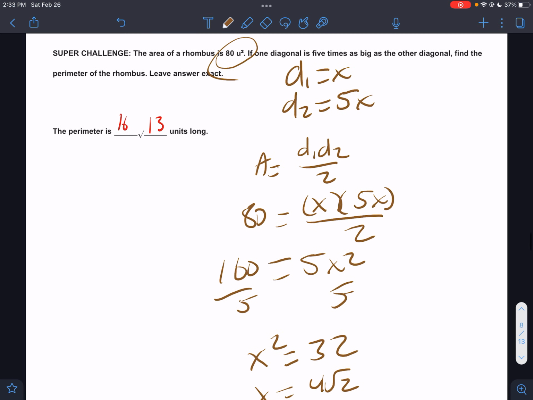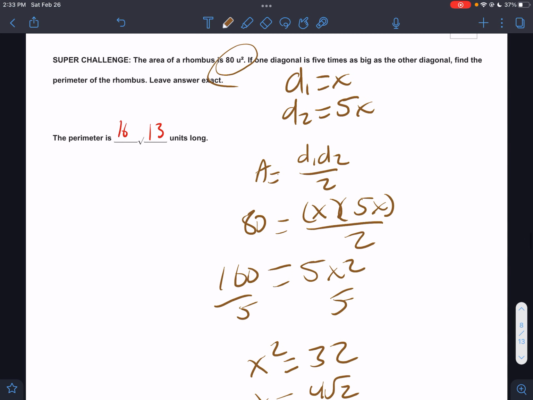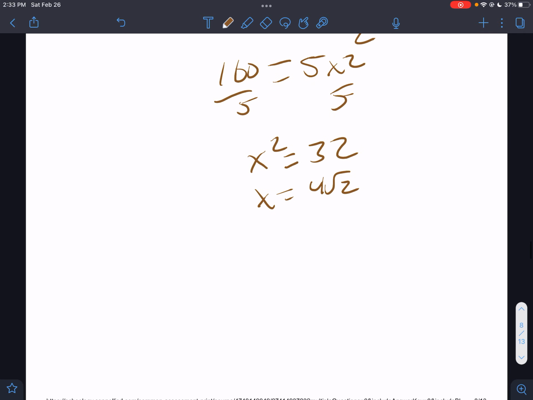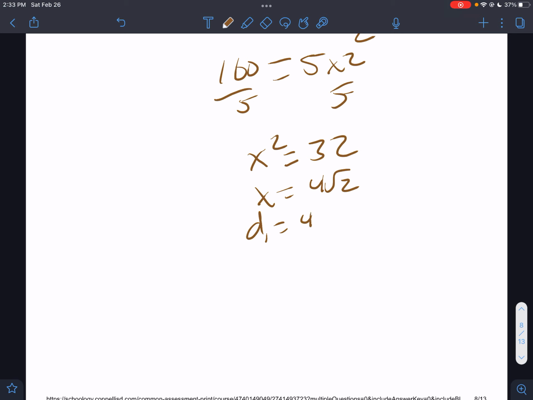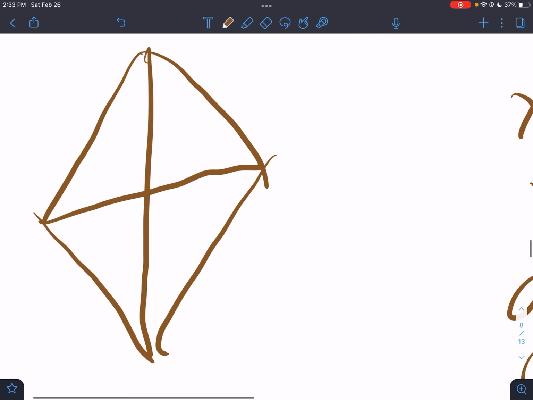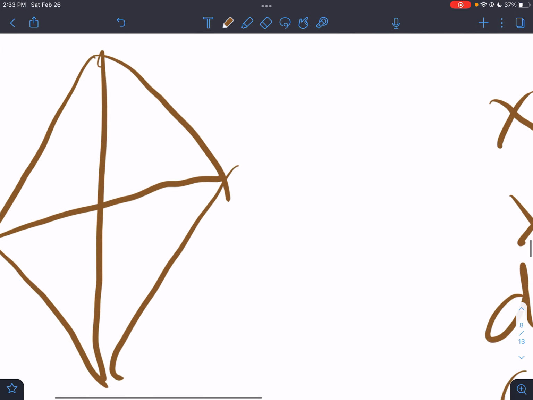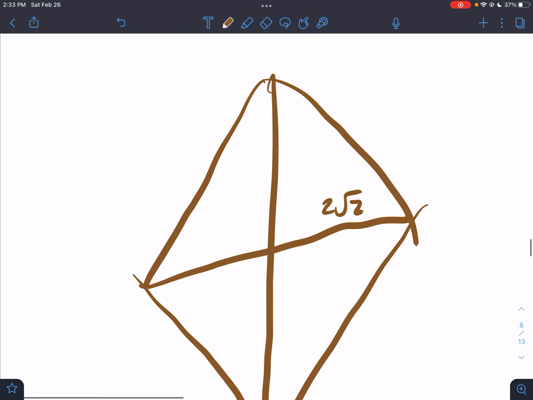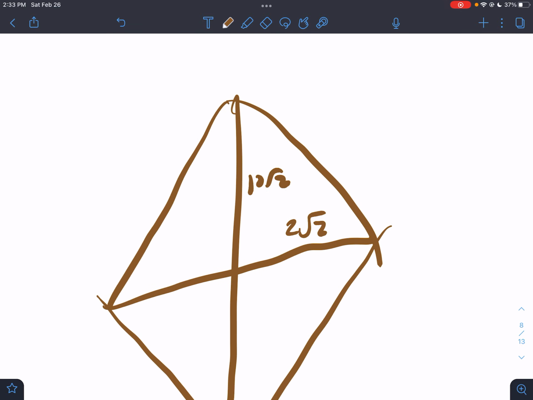It would be plus or minus 4 root 2, but you can't have negative 4 root 2. So I know that one diagonal is 4 root 2, which means the other diagonal is 5 times that size at 20 root 2. Draw my rhombus out, and I know that I have one diagonal. The entire diagonal is 4 root 2. So half of it would be 2 root 2. The other one is 20 root 2, so half of it would be 10 root 2.